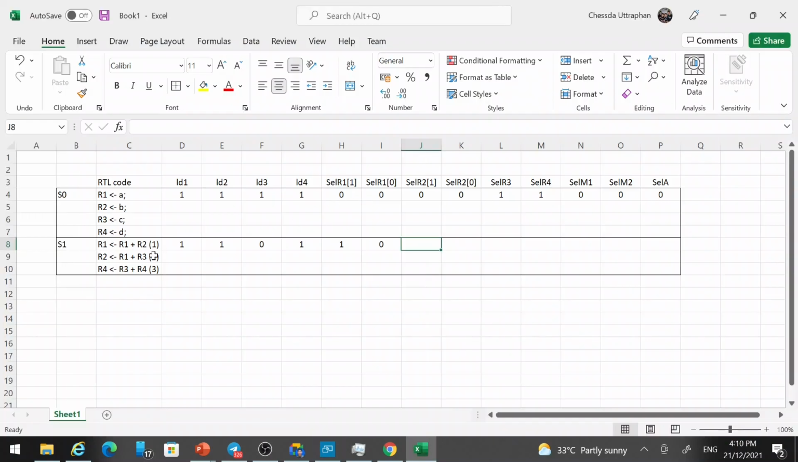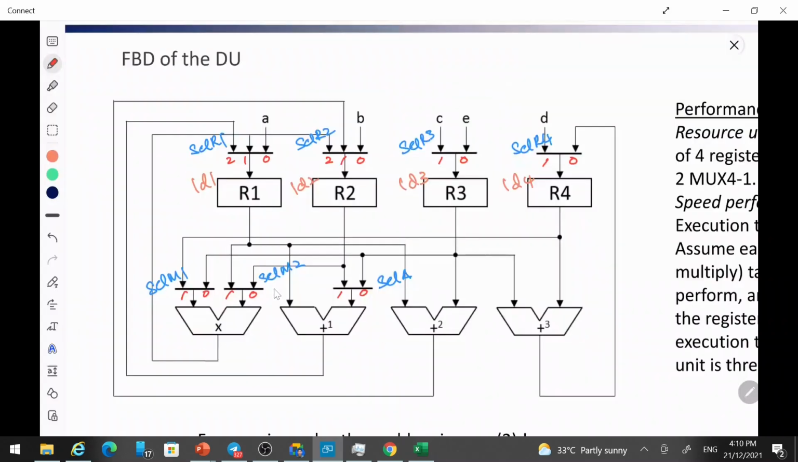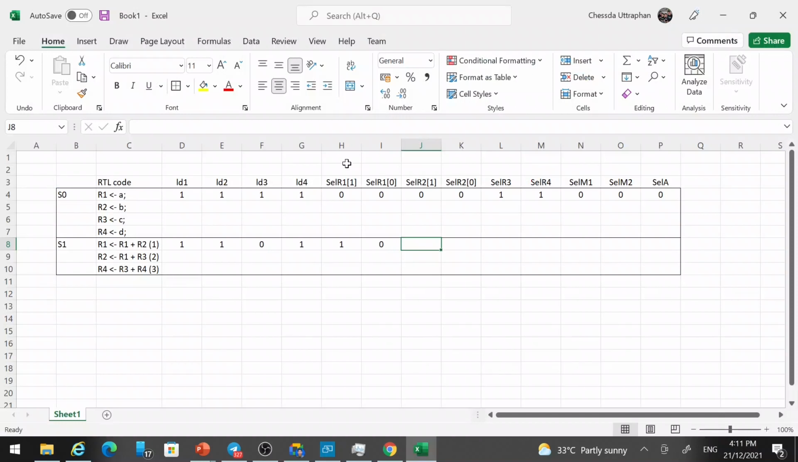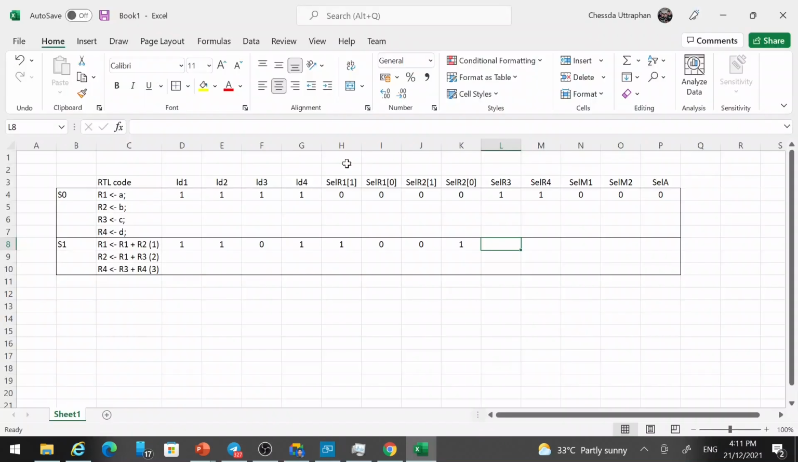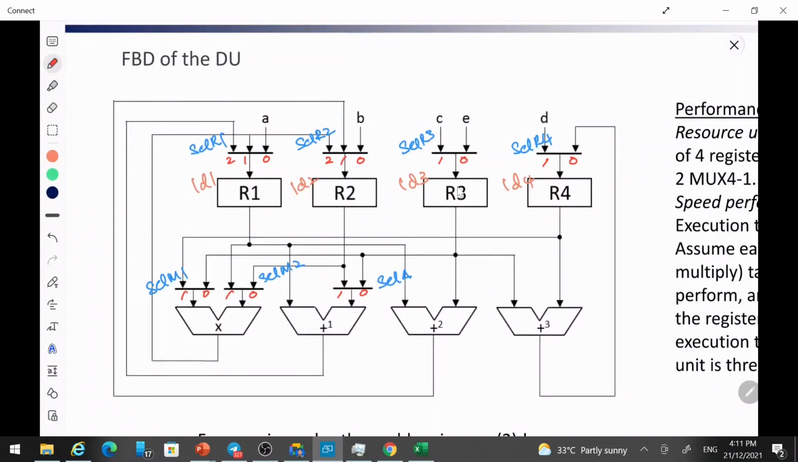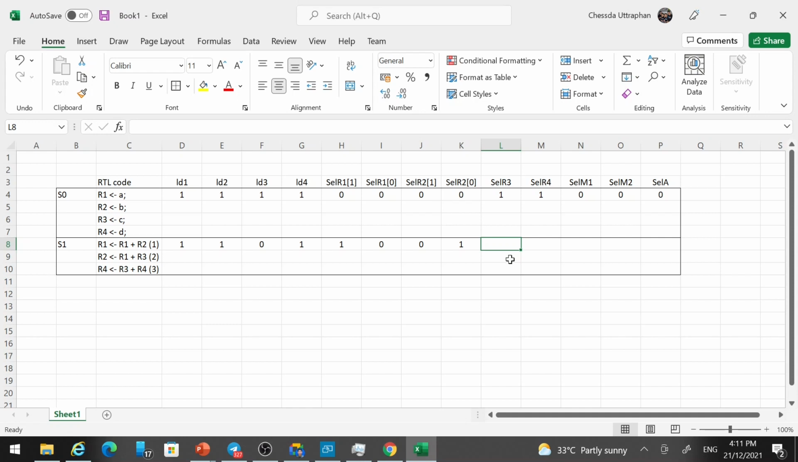So R2, yeah, we have from the adder number 2. So what is adder number 2? This is adder number 2, so the line is here. So it must be 0 1, right? So you will have 0 1. SEL R3? No, you don't want to use any R3, not writing anything to R3. So this is 0.